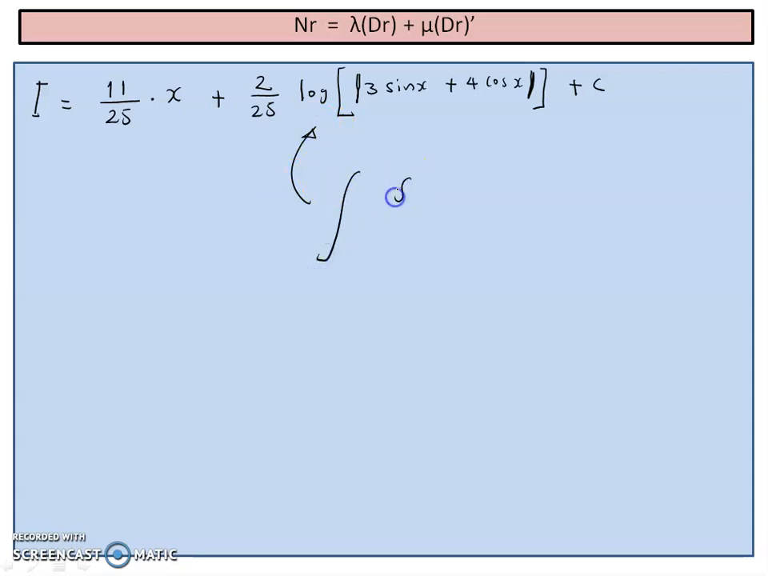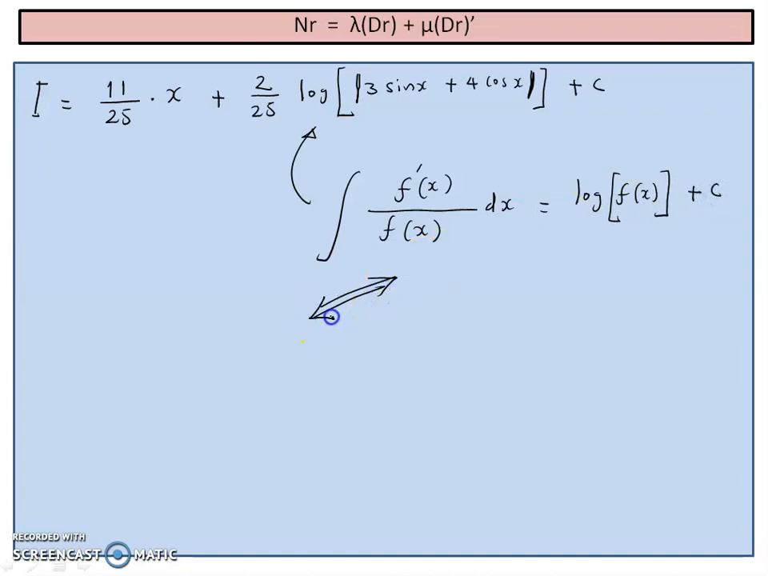समझ गए बच्चों. और यहां हमने कौन सा रूल यूज किया है? Integral f dash x upon fx dx is equal to log of fx plus c. समझ गए बच्चों. Now this is a very important type. अच्छी तरह से ये वीडियो फिर से देखो and try to solve this example yourself without looking at the video or notes.